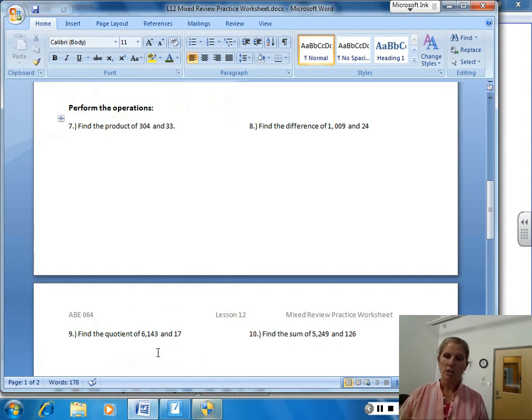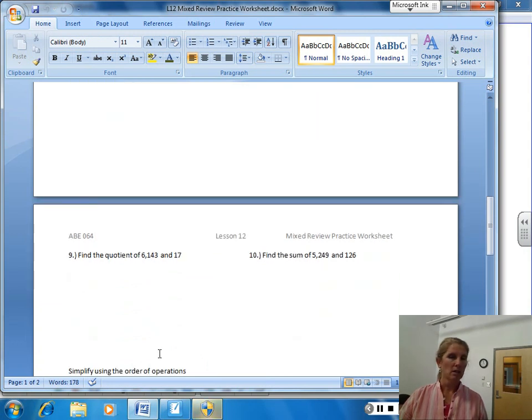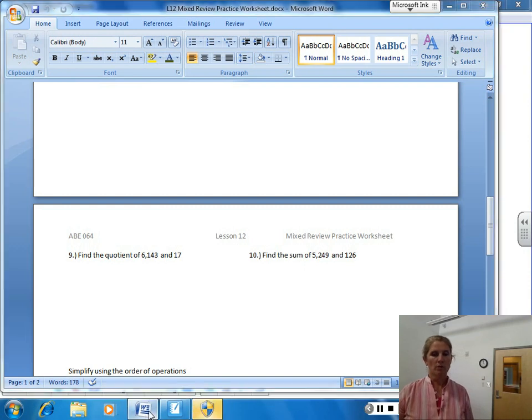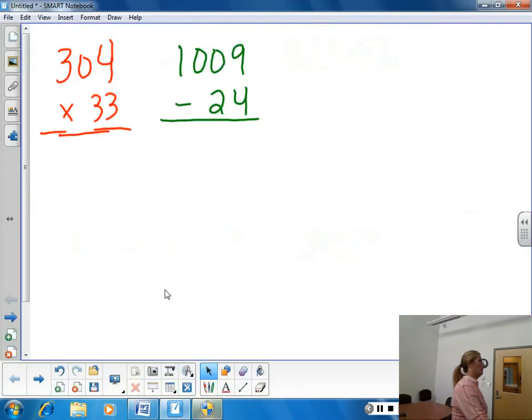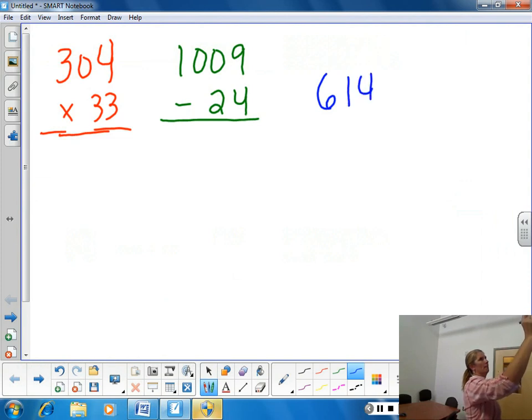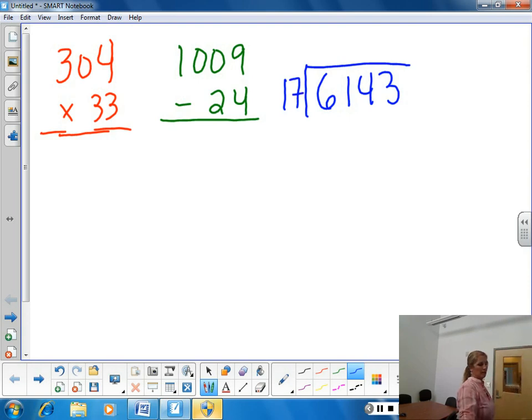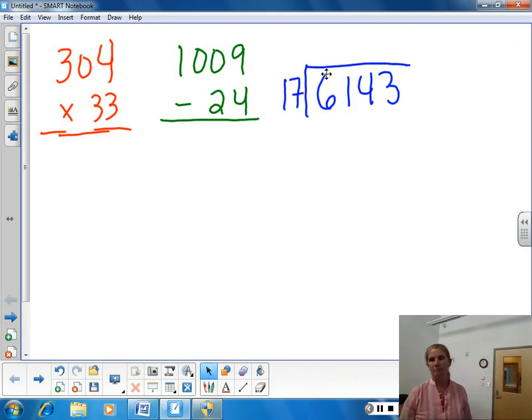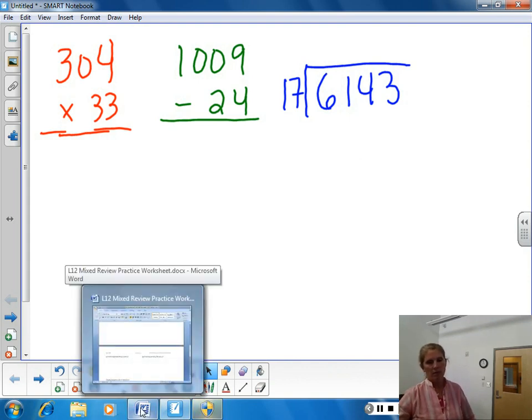The quotient of 6,143 and 17. So, what operation? Quotient is division. And whatever you say first is your dividend. 6,143 divided by 17. That's how you're going to set that problem up. Okay. Do the division, check it by multiplying.